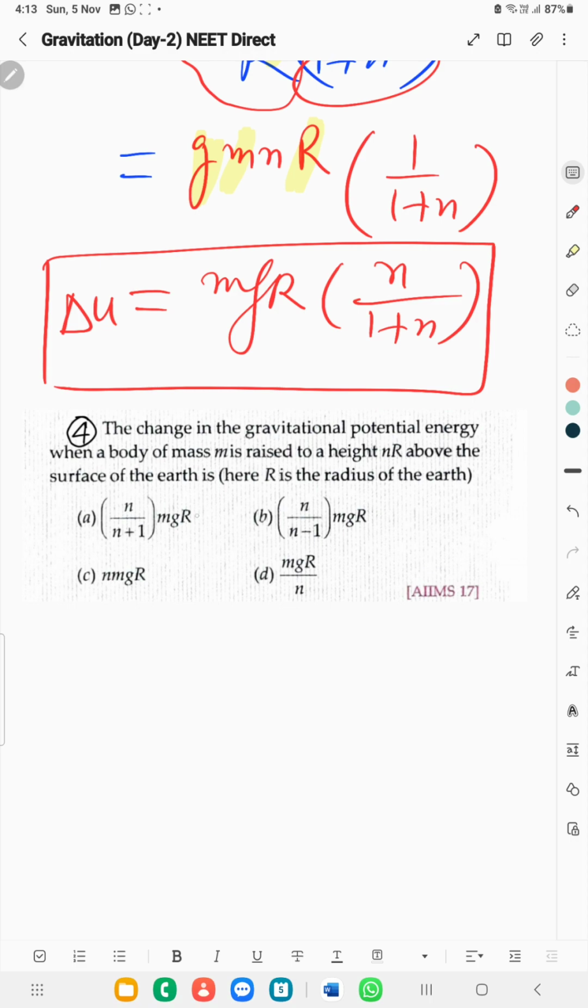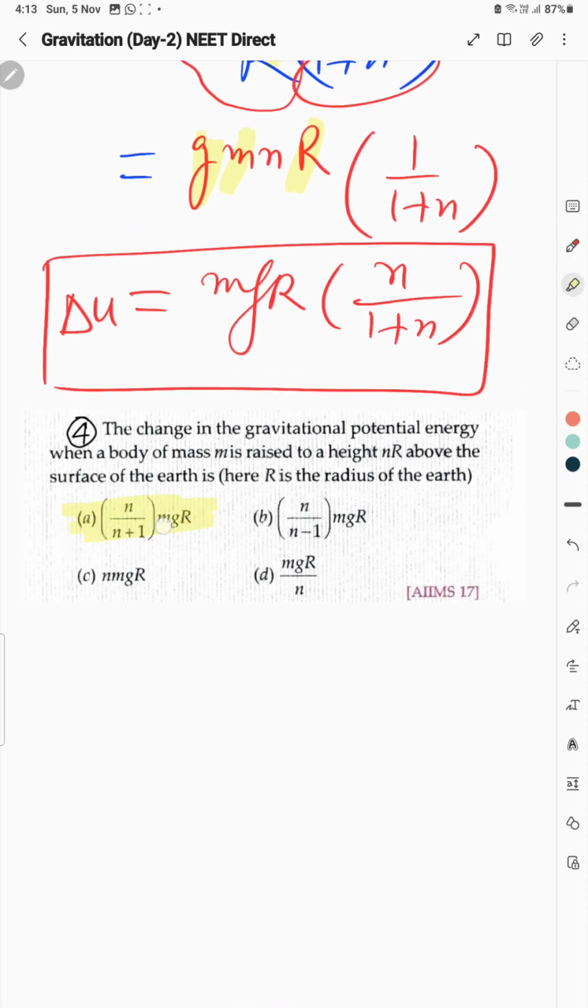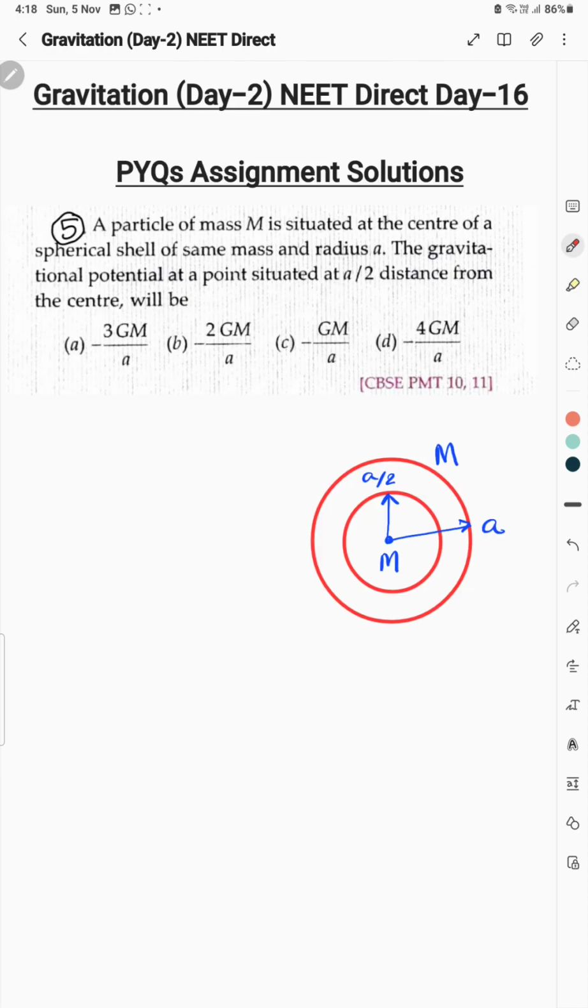Now let's cross check. We have this option A. So A is the answer to this problem. Now let's move on to question 5.